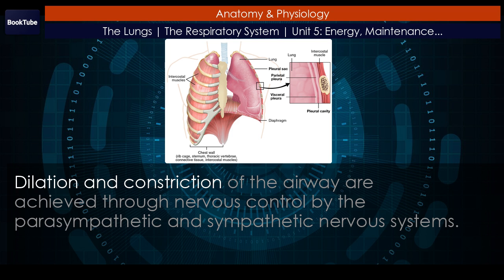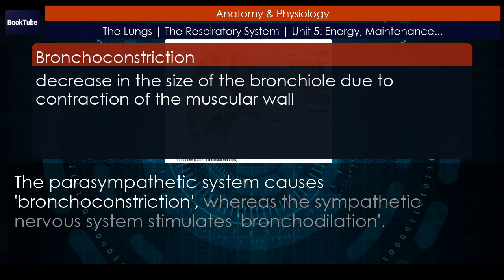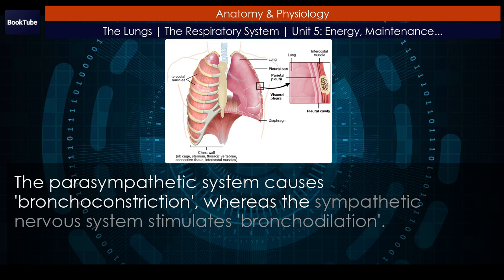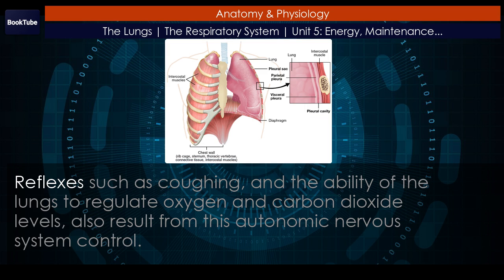Dilation and constriction of the airway are achieved through nervous control by the parasympathetic and sympathetic nervous systems. The parasympathetic system causes bronchoconstriction, whereas the sympathetic nervous system stimulates bronchodilation. Reflexes such as coughing and the ability of the lungs to regulate oxygen and carbon dioxide levels also result from this autonomic nervous system control.